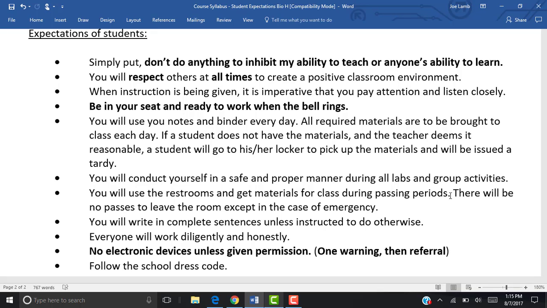Be in your seat and ready to work when the bell rings. We get started right away. I'm a bell-to-bell person, so there won't be a whole lot of lollygagging time. Just make sure that you get in your seat, get focused, and get started on the bell ringer for the day. Bring all your required material to class.